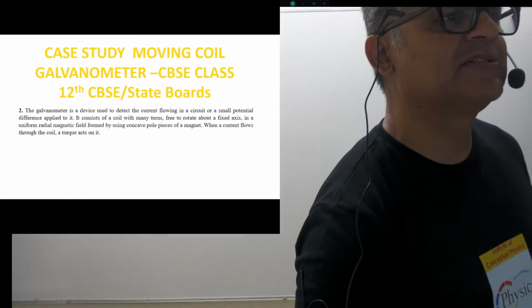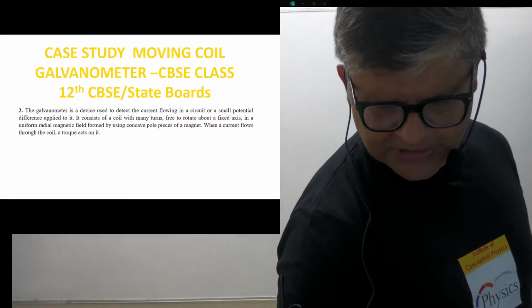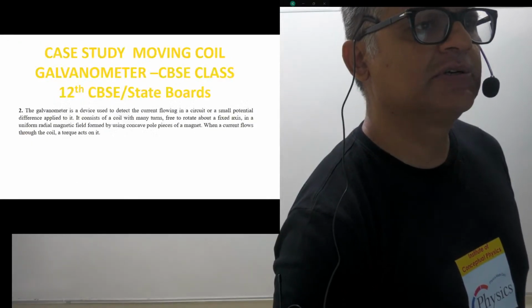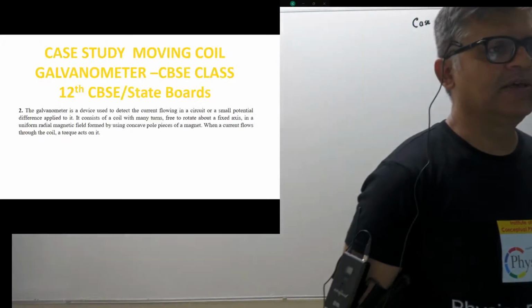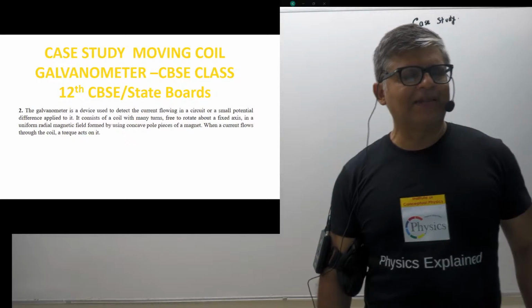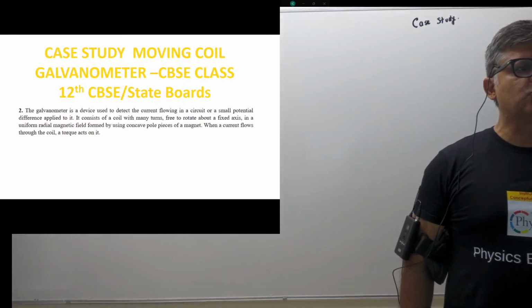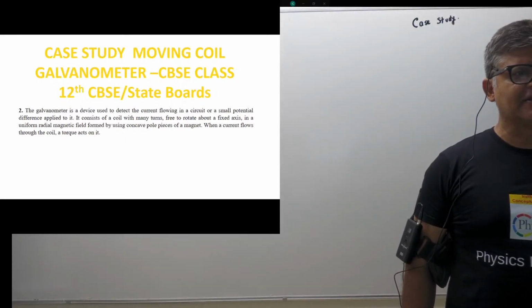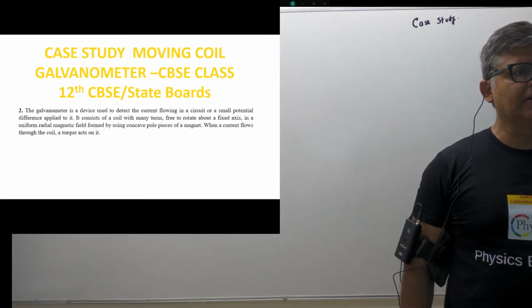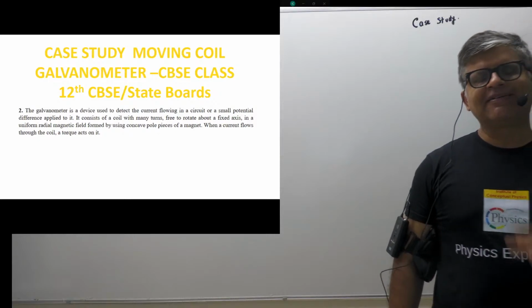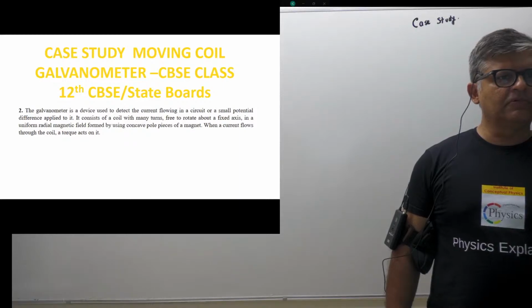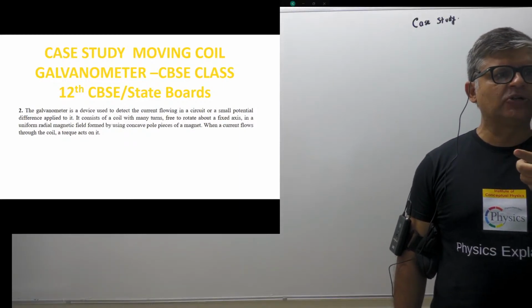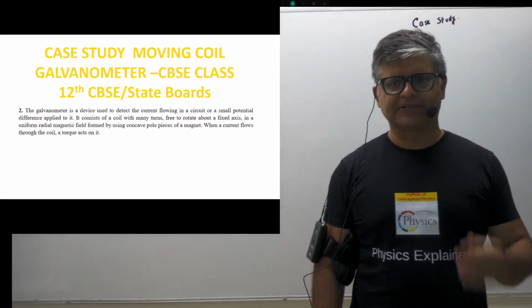Let me bring the case study here. Okay, so these are the questions. All right, so let's read the case study first. The galvanometer is a device used to detect the current flowing in a circuit or a small potential difference is applied to it. Okay, so galvanometer is used to detect current, agreed. And when a small potential is applied to it or current flows through it, yes.